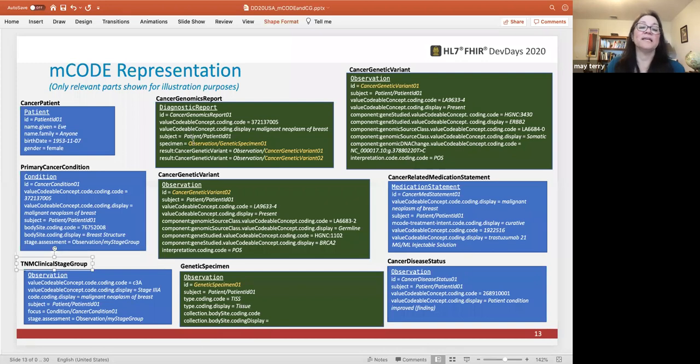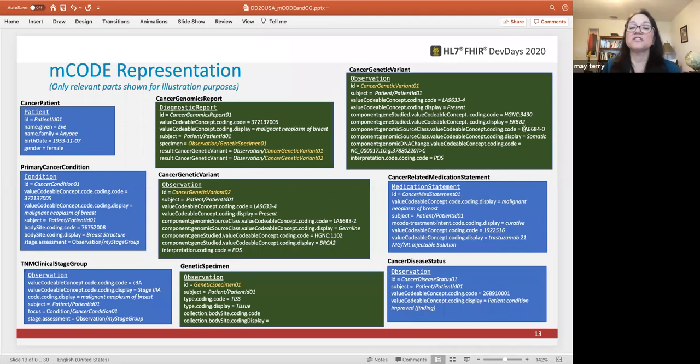But you'll see here from the cancer genomics report, we very much mirrored it to how the clinical genomics reporting group thought about it too, which would be a slice of diagnostic report result. And we have at that point two examples here that go to a reference to the cancer genetic variants. So in this case, cancer genetic variant 1 will show that the gene itself is ERBB2, which is actually HER2.